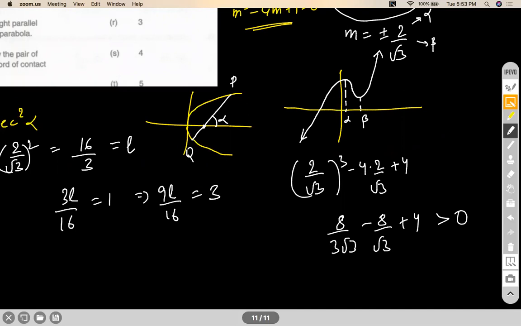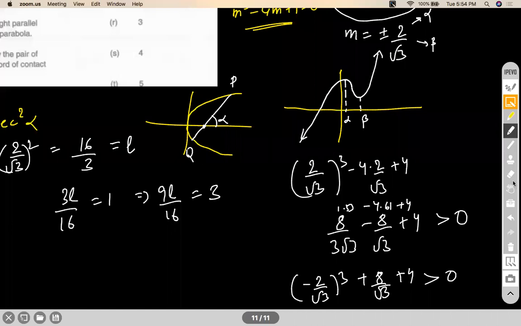Yes, sir. Because root 3, if you do 8 divided by root 3, it is roughly going to be 4.6. Negative 4.6. And this is going to be roughly 1.53. So this is positive. Similarly, if I put minus 2 root 3 whole cube, and of course this is going to be plus 8 by root 3 plus 4, this is again going to be positive.